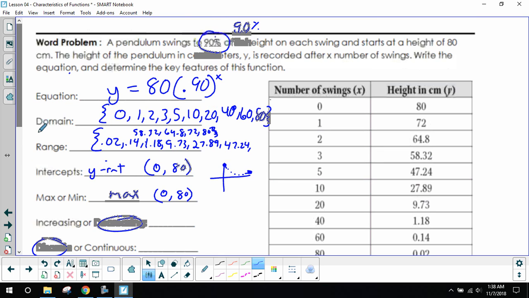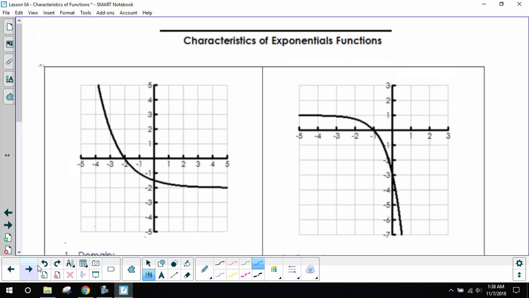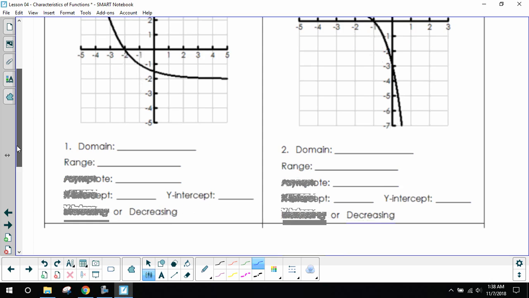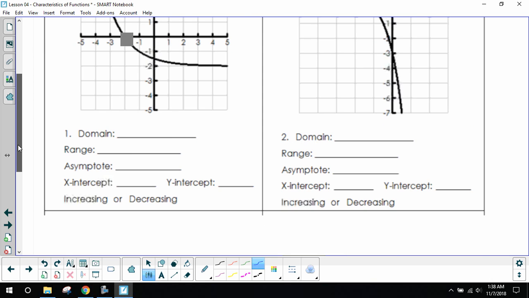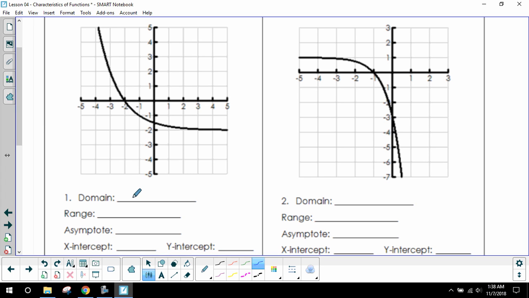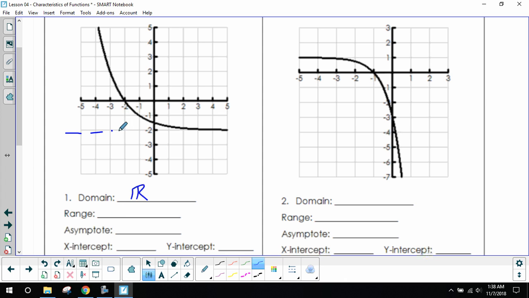Characteristics. Can't really remember if I gave you this or not. Guess we'll just work through it. Domain, again. All real solutions. Range, how low can you go? Y equals -2. So, -2, parentheses, to infinity. Asymptote, y equals -2. X-intercept would be right here. So -2, 0.